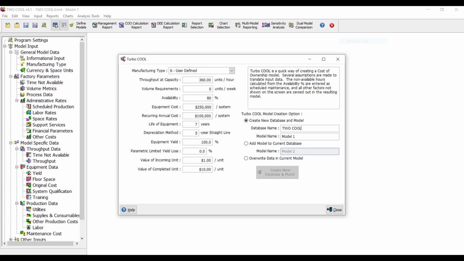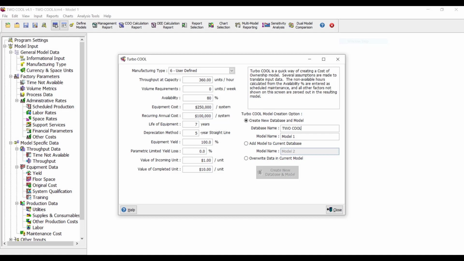Let's start by taking a look at each of the inputs in TurboCool. Throughput capacity is a measure of the stopwatch throughput of the equipment in the process step. Other factors will detune the throughput to an actual running value. As we mentioned last time, the volume requirements input can either be used to determine the number of pieces of equipment that are needed to meet the production demand, or by setting it to 0, tell TooCool to determine the lowest possible cost of ownership given all the other constraints. We call this single system fully loaded.